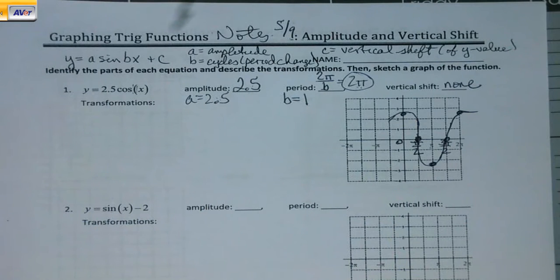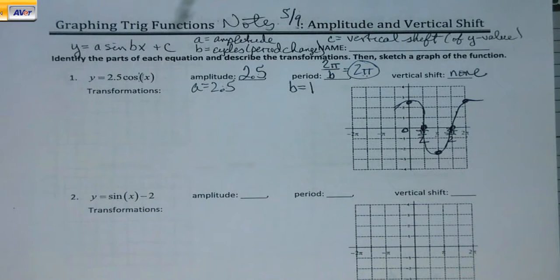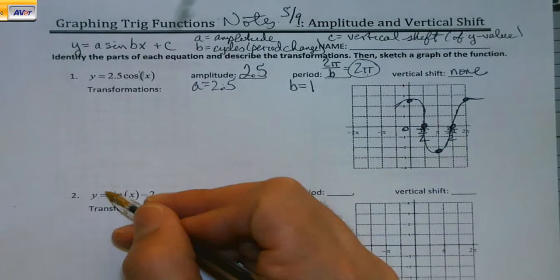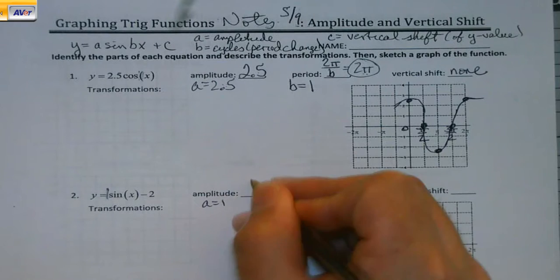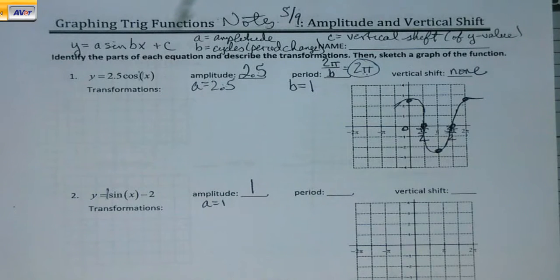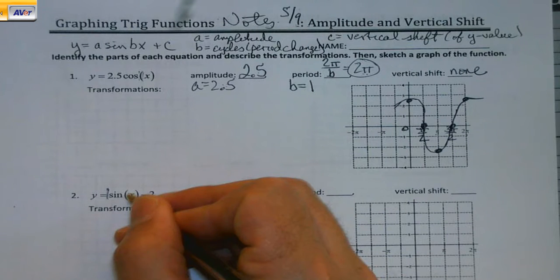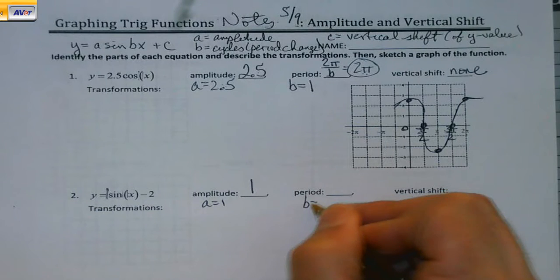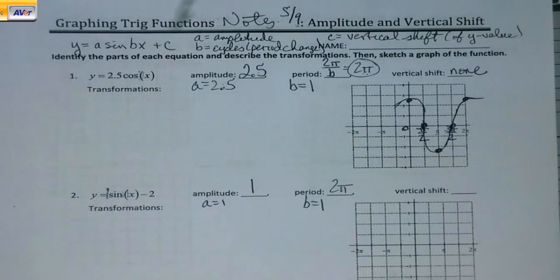Now we're going to add one piece in. So as I move to number 2, y equals sine of x minus 2. I don't see a number in front of sine, so we assume that's 1. So that would be my amplitude in this case. I don't see a number in front of my x or theta or whatever it happens to be. So my b value will be 1, meaning my period is just 2 pi.